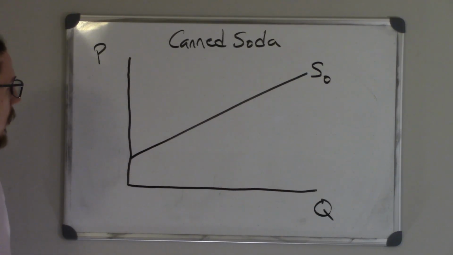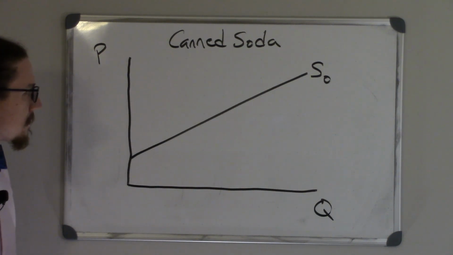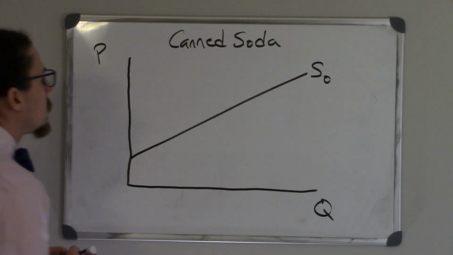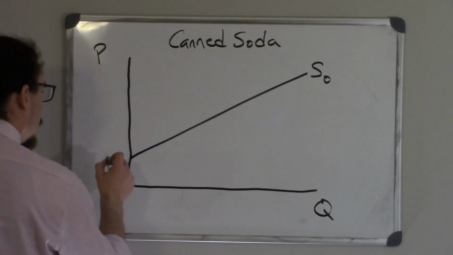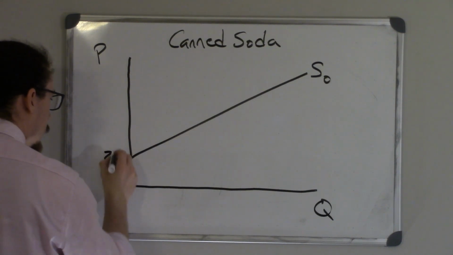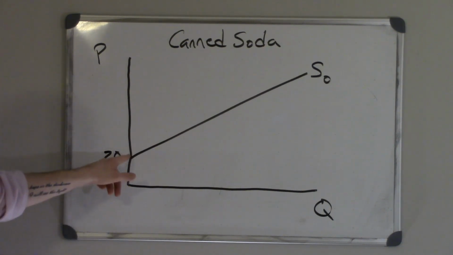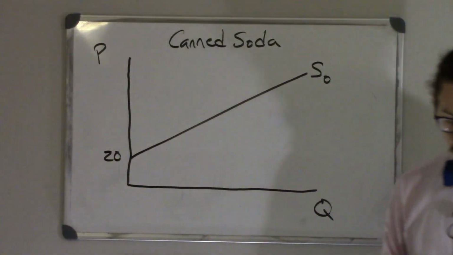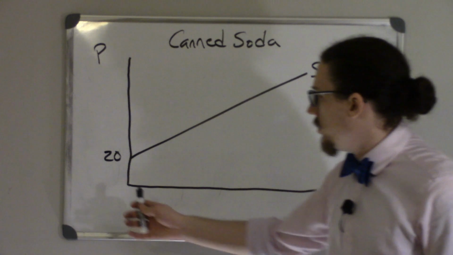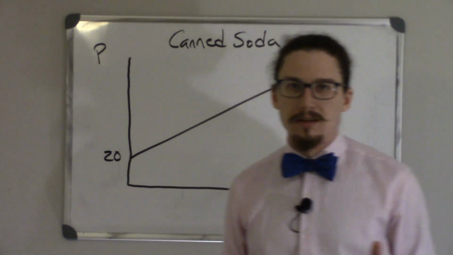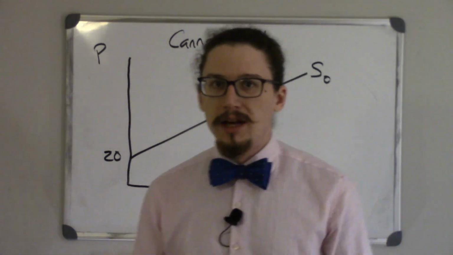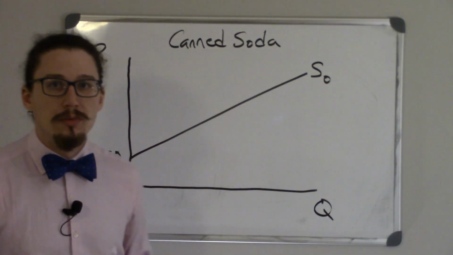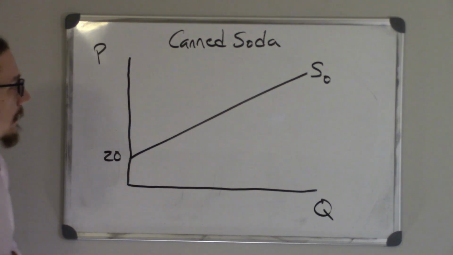All right, so here we have our canned soda. Let's say that where our supply curve hits the price axis, we're at 20. At 20 cents, no suppliers are providing canned soda, right? It's not cost effective for them to produce it. They're not going to make their money back. They're not going to make a profit.